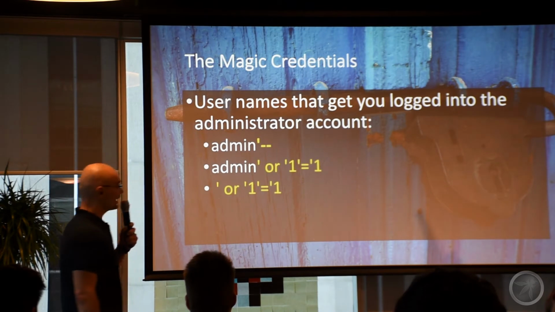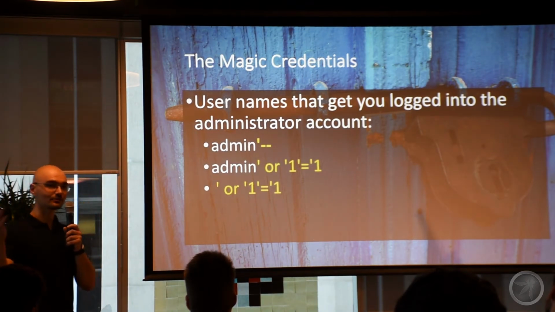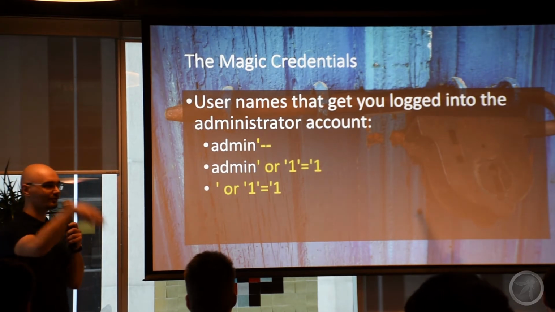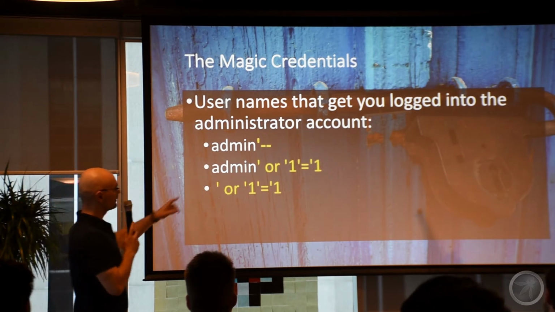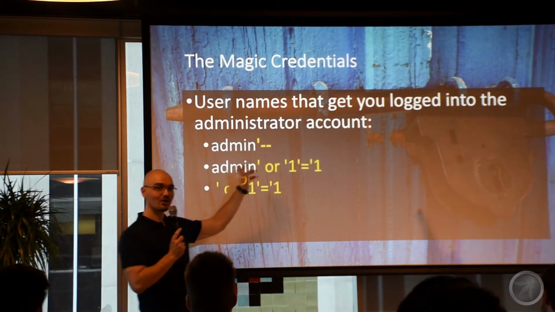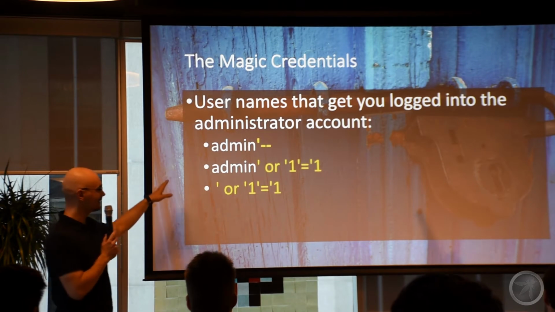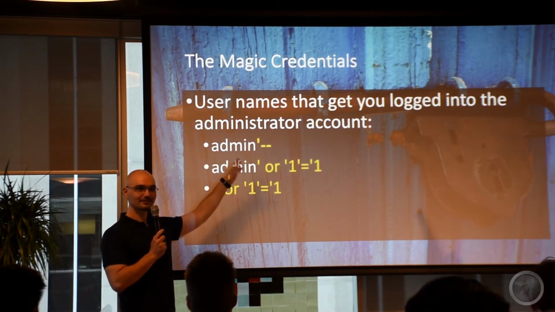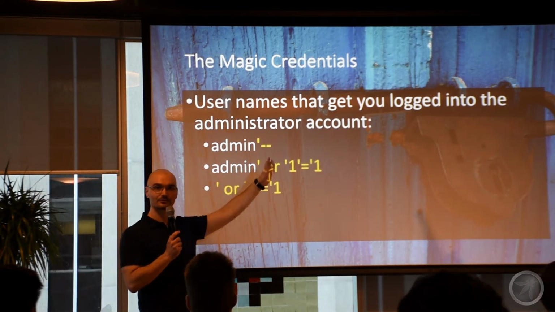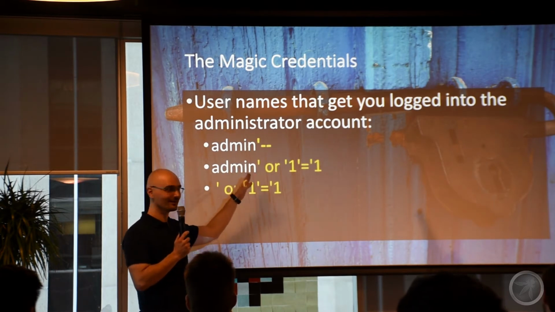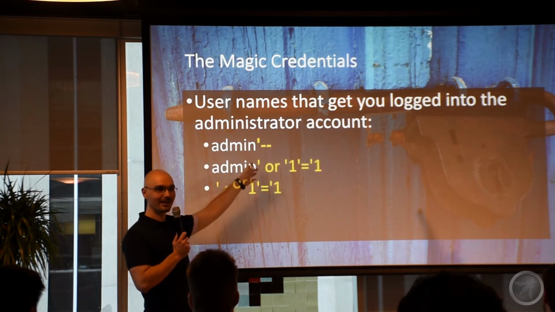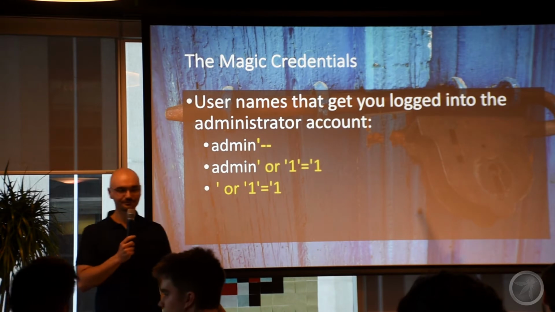Okay, so the magic credentials. These are usernames or passwords that get you logged into the administrator account of an application or into another user account. So what's happening here? The first one, admin quote dash dash. The dash dash is a comment in SQL. So what that does is say, log me in as admin and ignore the rest of the statement. Because you can imagine the rest of the statement is going to be where password equals this hash or something, right? So you're commenting it out, so it's actually where username equals admin, and the password check is gone.